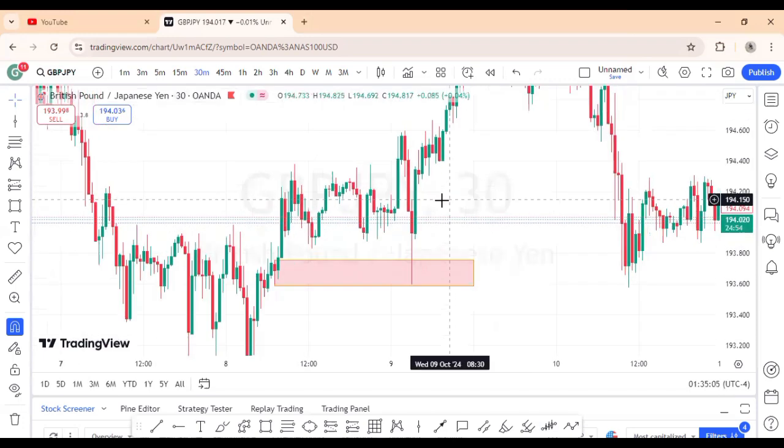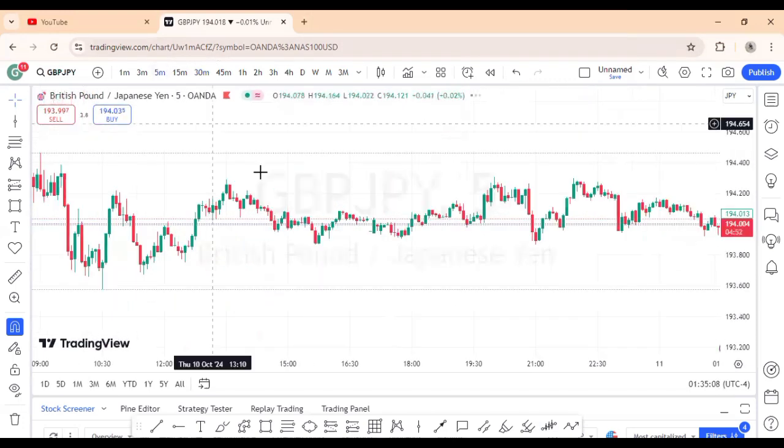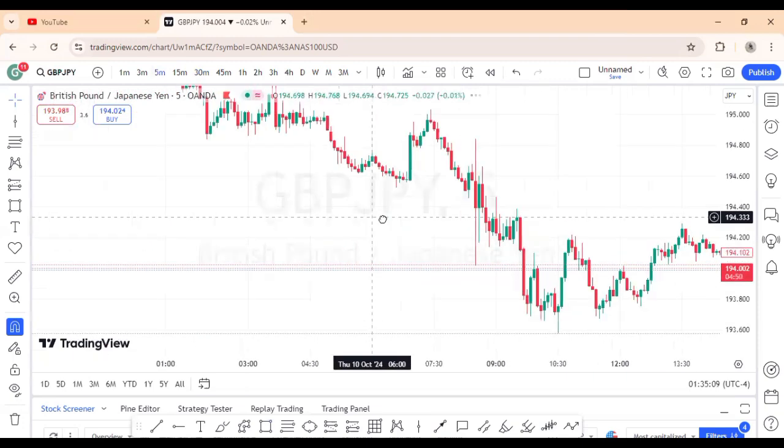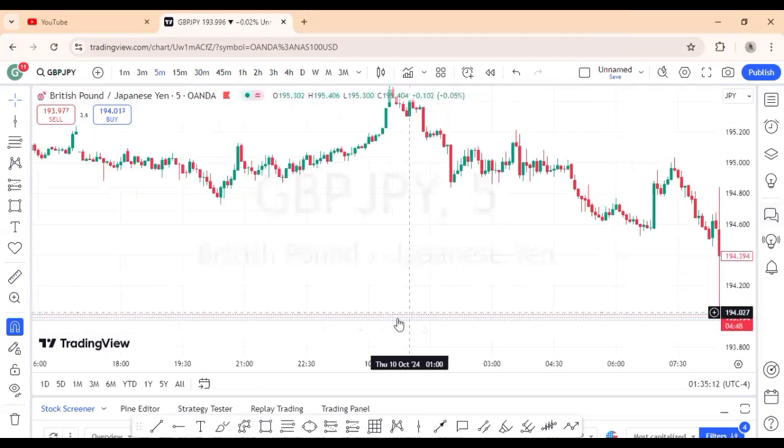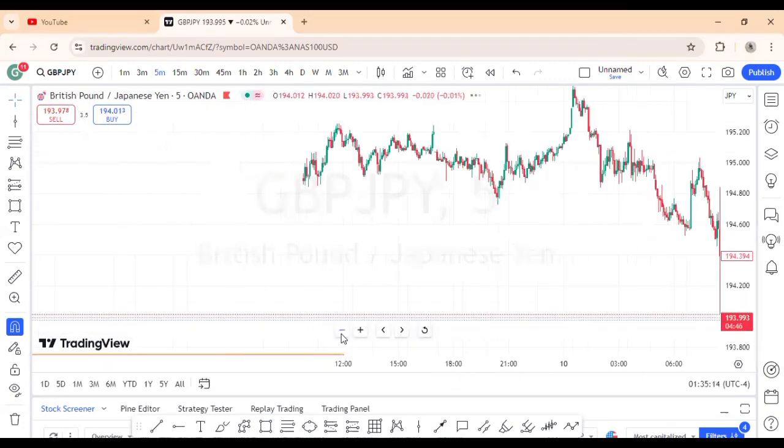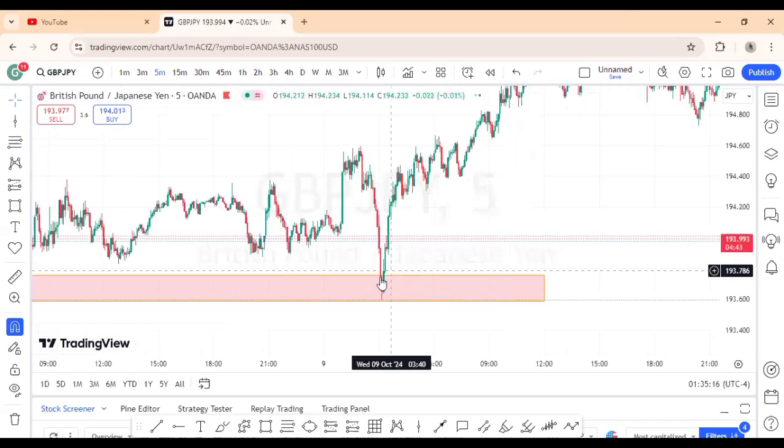If you look at the lower time frame, let's go to maybe a lower time frame to see if there was an entry. Let's look at the 5 minutes time frame of that move. You see that there was no confirmation entry there. Can you see it?